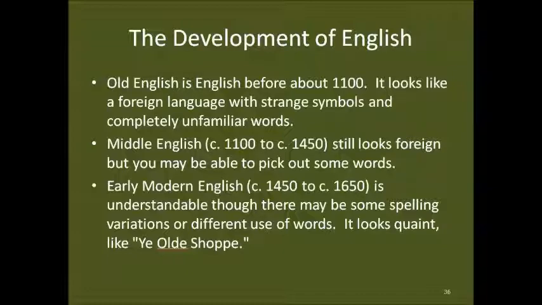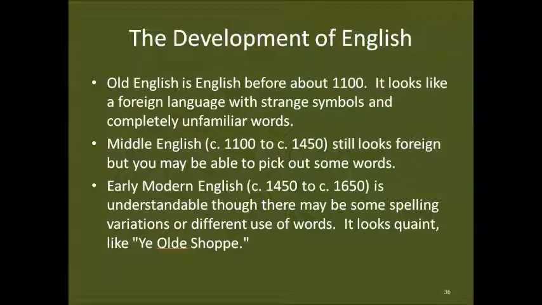So they talk about Old English, Middle English, and Early Modern English. And first of all, it's important to know what we're looking at. Old English is English before the year 1100. It looks like a foreign language. It has all kinds of weird symbols in there. The words are totally unfamiliar. Looking at it, most of us would have no idea that that was English, or how to pronounce them, or what they would mean. It looks and feels like a foreign language, oddly enough, even though linguistically speaking, it's our ancestor to our modern English.